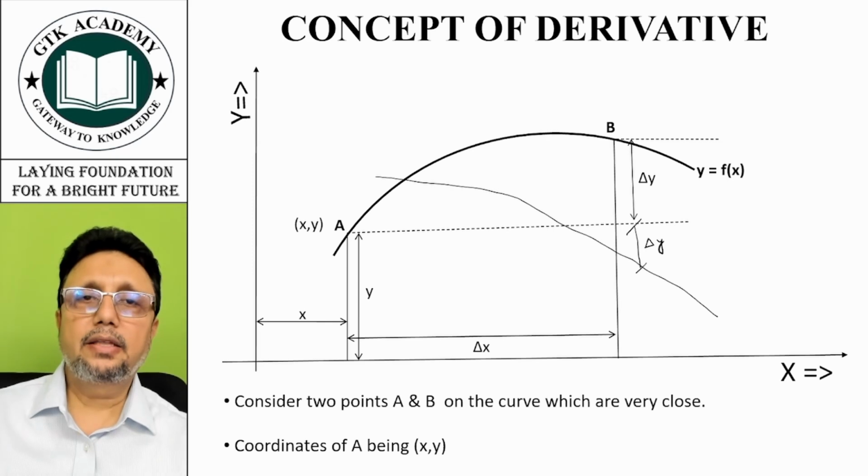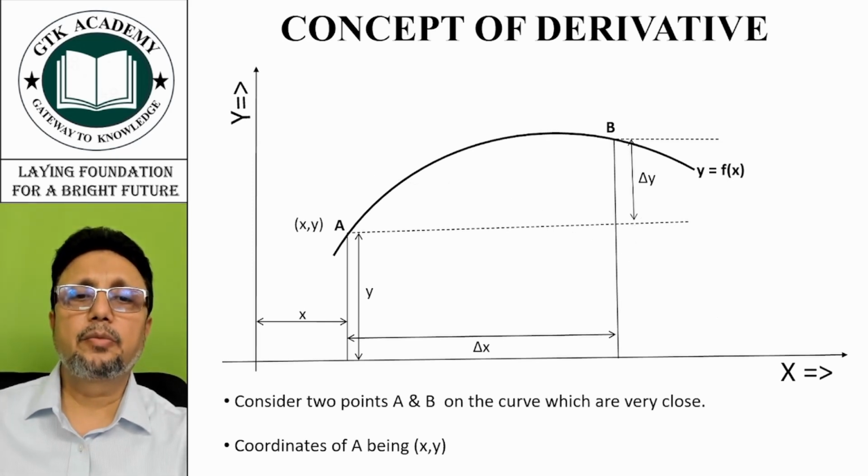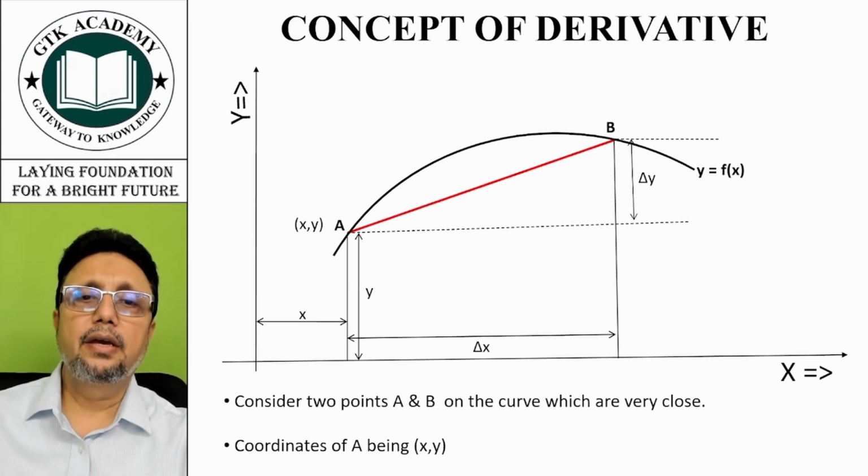So it can be either way. That doesn't matter. Now just join AB via red line. Now if this is delta y and this is delta x, so this will also become delta x. So if this angle is theta, then delta y upon delta x will be equal to tan theta.